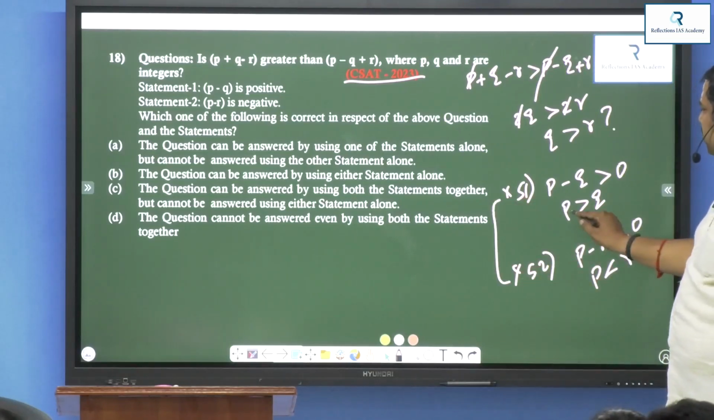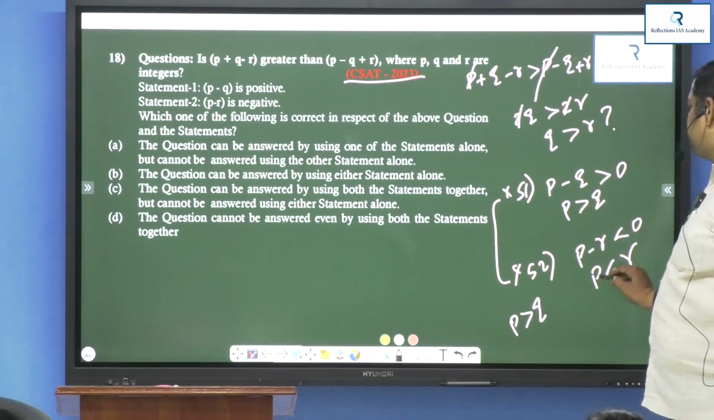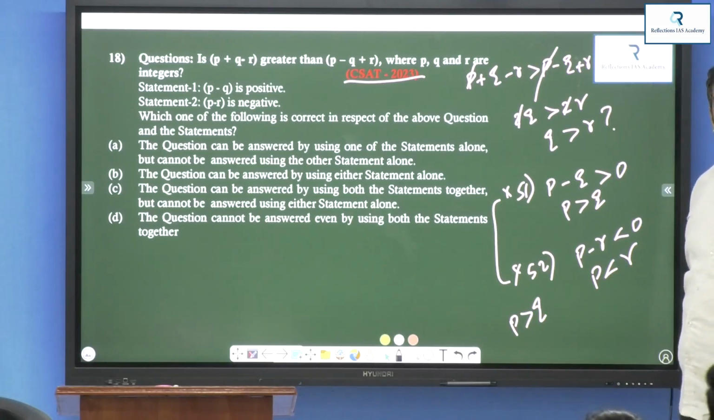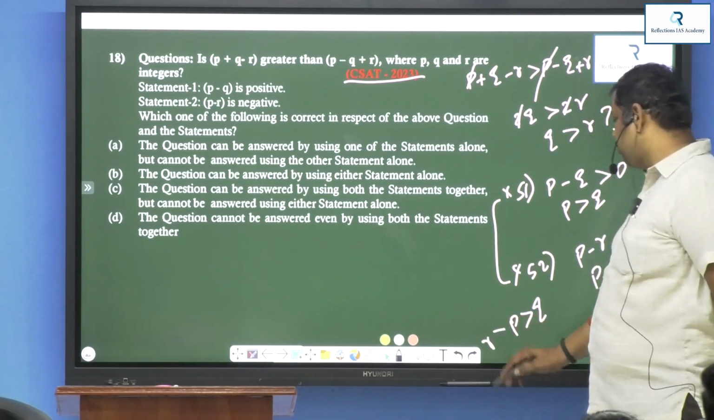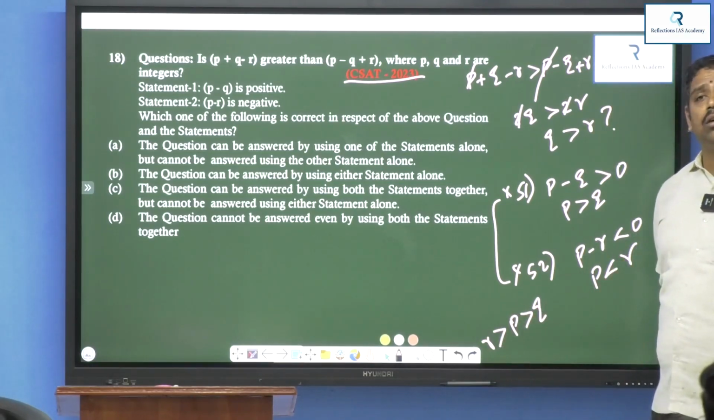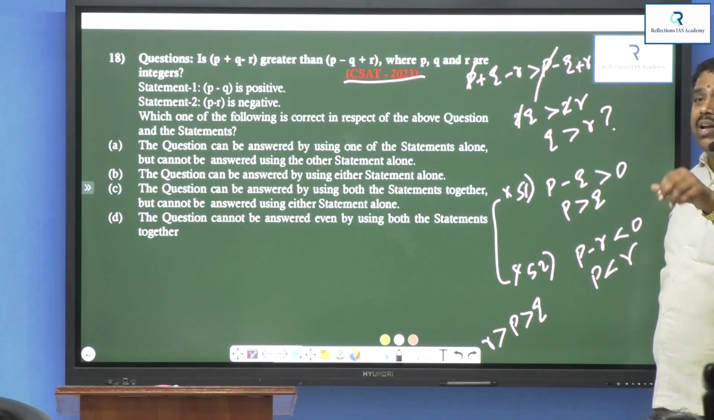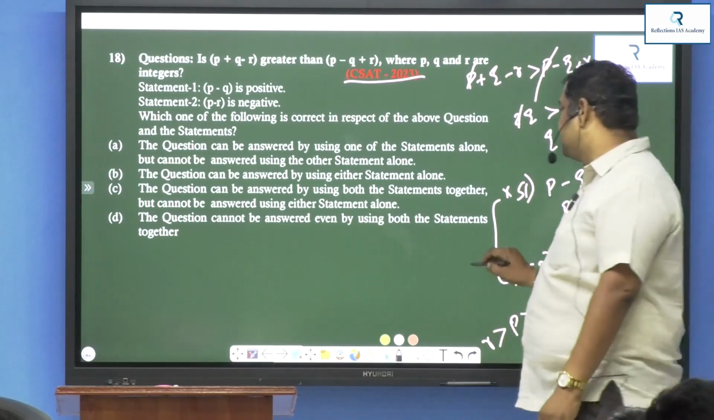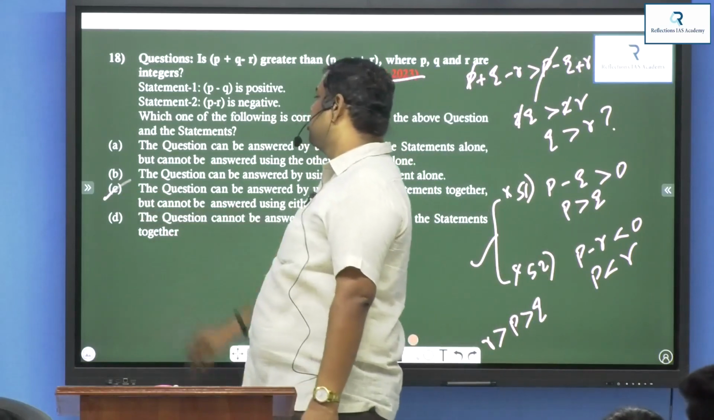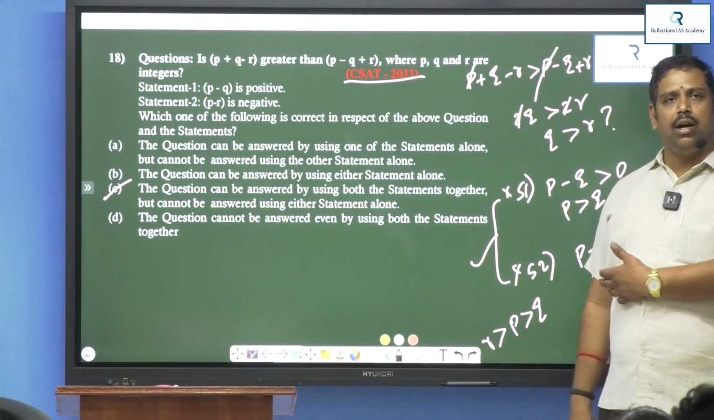Together, between P and Q, which is larger? P greater than Q. Between P and R, which is larger? R is larger. Among P, Q, R, which is greatest? Which is least? Q. Now tell me, is Q greater than R? No. You got a conclusion. This data is sufficient. When is it sufficient? Both together. Okay, the answer is both together are sufficient. Got it, my dear boys and girls? You understand it? All of you.